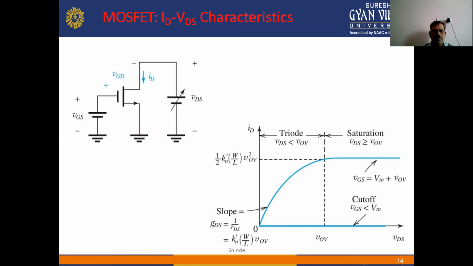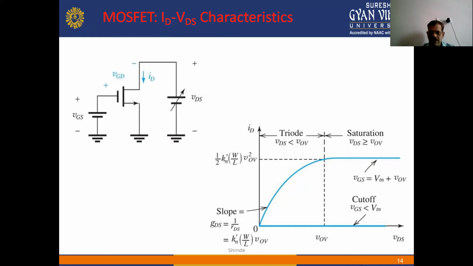Here is the circuit diagram for the ID versus VDS characteristics. We apply the voltage between gate and source, and also outside we apply the DC voltage VDS, drain to source. In this circuit diagram we draw the VI characteristics of the MOSFET between ID versus VDS. So there are different values of ID and VDS.